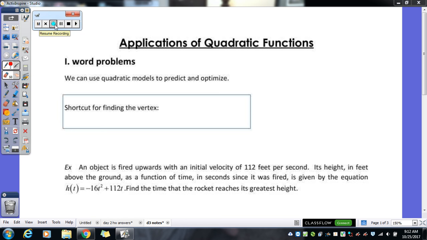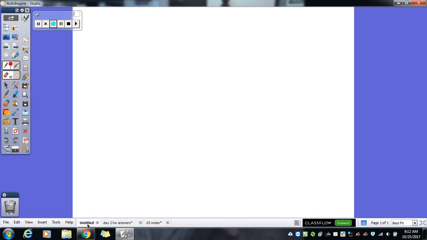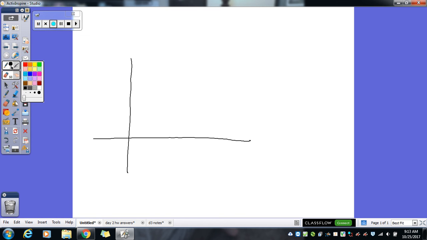So our quadratic word problems. Now, when we're dealing with our quadratic word problems, there's really kind of three questions they basically ask us. So you're going to have a quadratic. 99% of the time, it's going to be an upside down quadratic like that. That's generally the way they work out for our word problems.